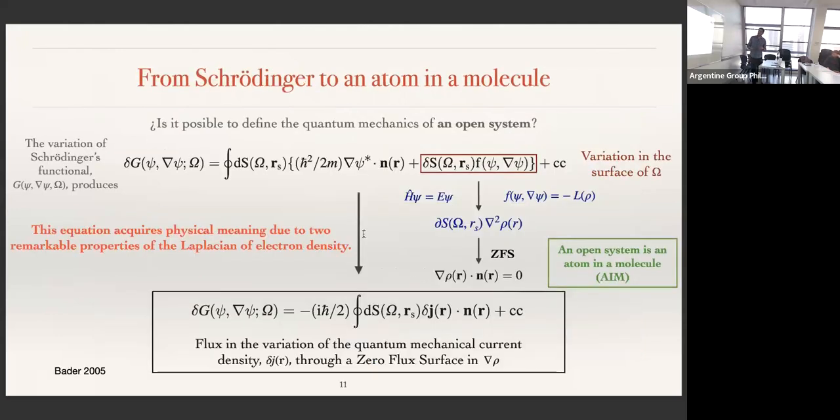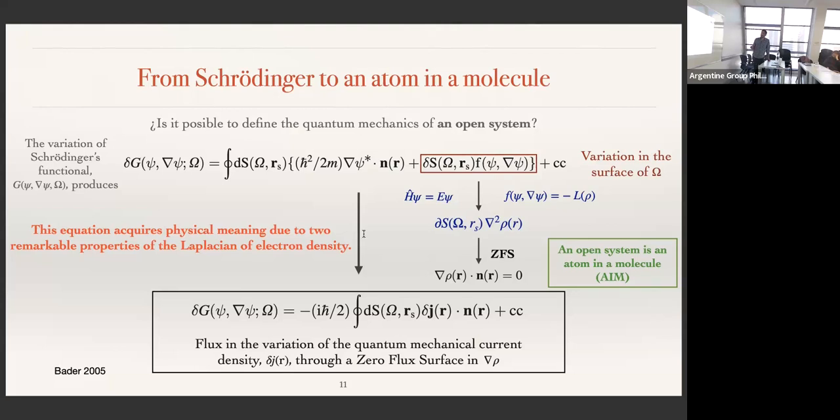Well, now, Bader wants to define the quantum mechanics of an open system, of a system that is bounded by zero flux surfaces. In this case, he takes the energy functional of Schrödinger for a region of space denoted by omega, and the variation of this equation produces this new equation.